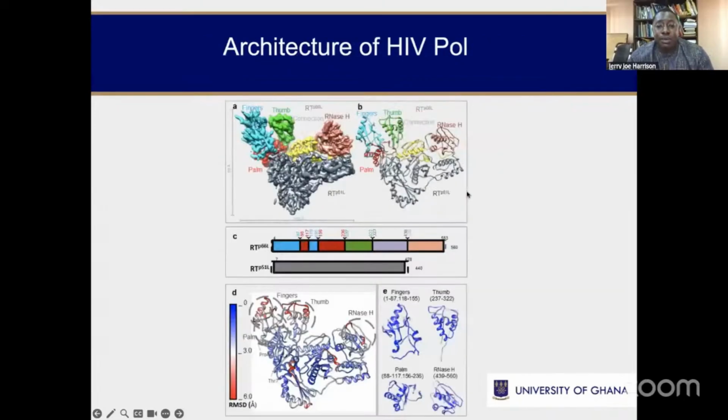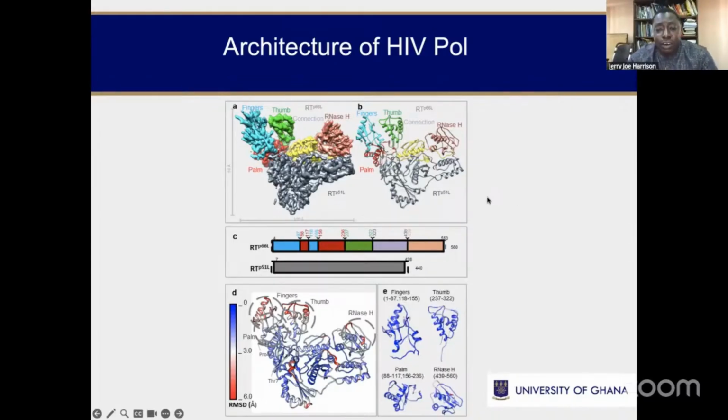When we looked at the architecture of the Pol, in fact, all that we saw basically was the reverse transcriptase. We were worried that maybe the protein had broken down somehow and that we could only refine the reverse transcriptase portion to high resolution. But again, it did resemble everything we know about the HIV-RT, nothing surprising over there.